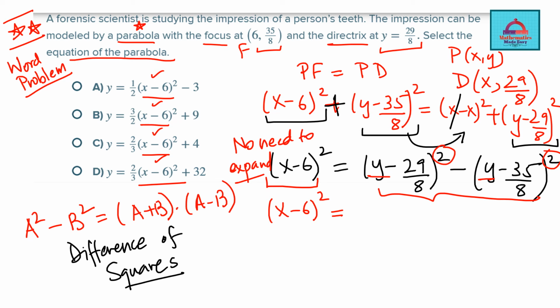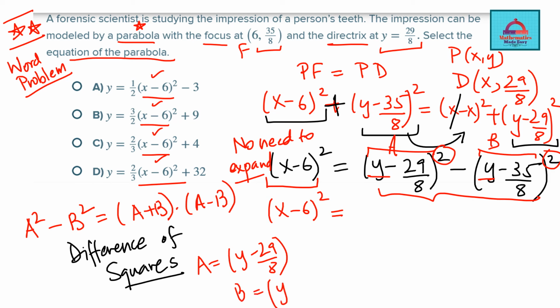If you see, the first term is common. This is my value of a. I will write here which value I'm going to be taking. So the first term is the square, so a is going to be y minus 29 by 8. This is the first term. And b is going to be the second term, so b will be y minus 35 by 8.